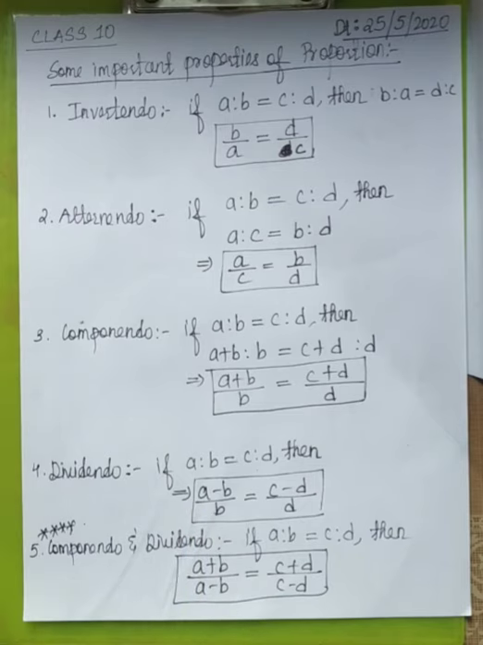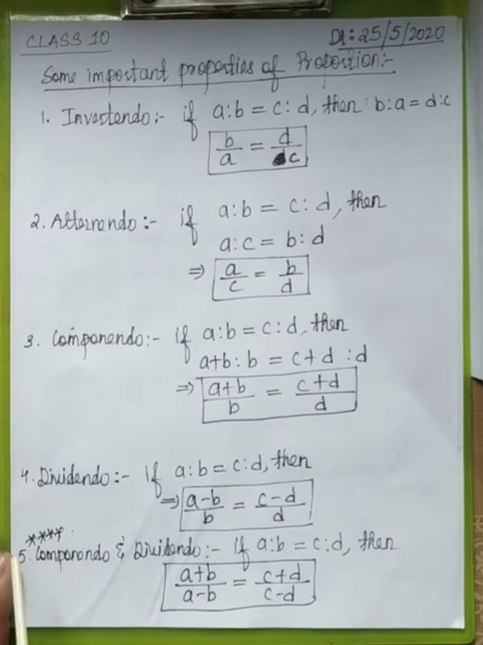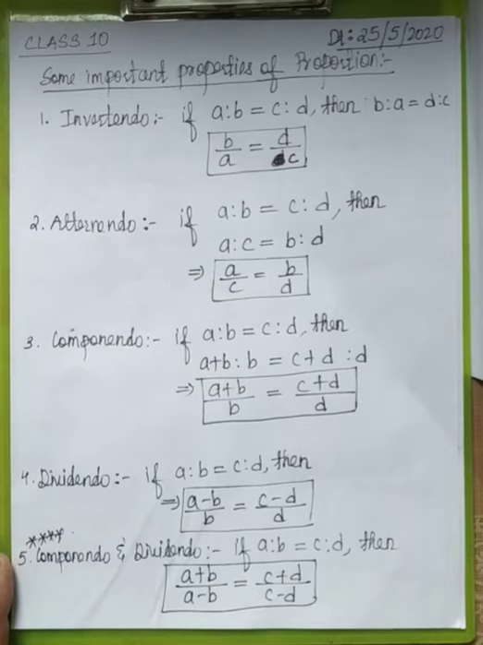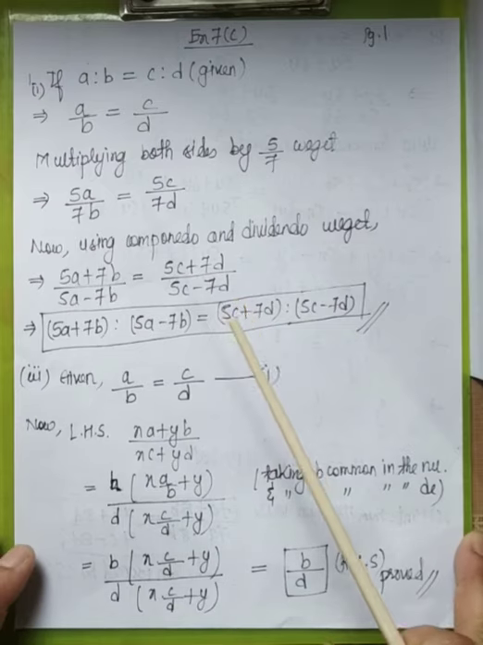So these are the five important properties that we need to learn. Pause the video to note down. And here I forgot to mention this fifth one, componendo and dividendo, is very important. Okay, so now we are starting the exercise. So let's start with 7C, question number 1.